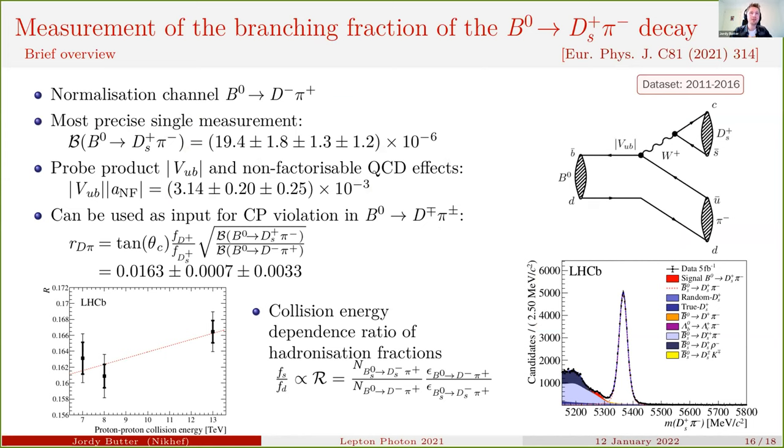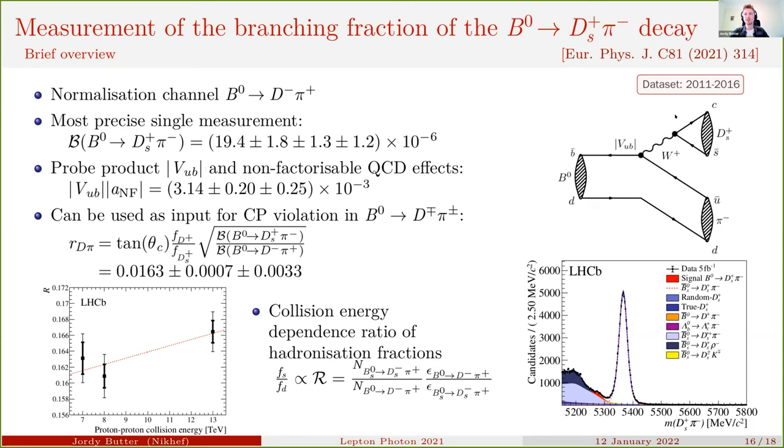Finally, I show you a measurement of the branching fraction of B0 to Ds pi. This uses a normalization channel of B0 to D pi. In the diagram you can see on the right, it goes through Vub. This means that it's suppressed compared to another similar decay, Bs to Ds pi. You can also see this in the invariant mass fit, where Bs to Ds pi is the big peak, but we actually want to measure this tiny blob, which is red. So it's very important to really model this background and the signal, and we got the following results.